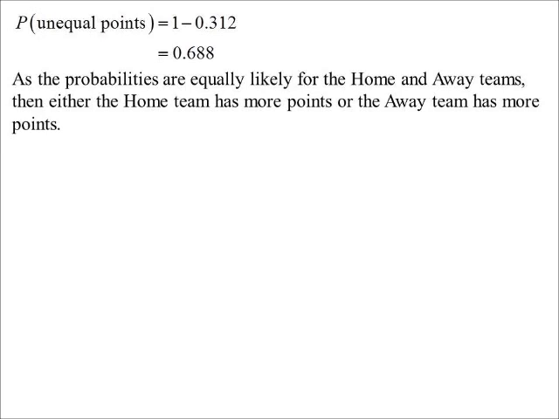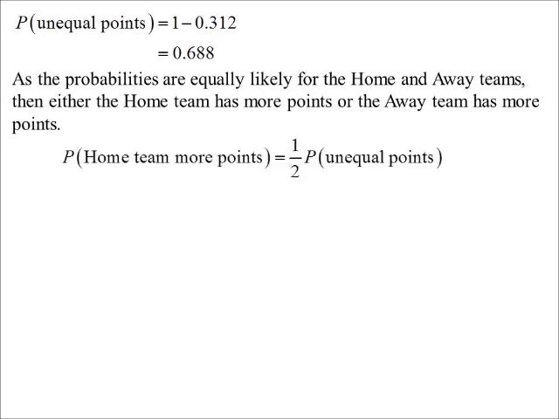But everything in this problem was equally likely. Remember, the chance of winning was the same as the chance of losing. So therefore, half of that 0.688 must be the situation where the home team scores more points, and the other half of that 0.688 must be when the away team scores more points. So half of our unequal points, there's our probability, 0.344. Quite an involved little question, but remember, as I say, this was an extension 2 question. This is quite a difficult little problem.